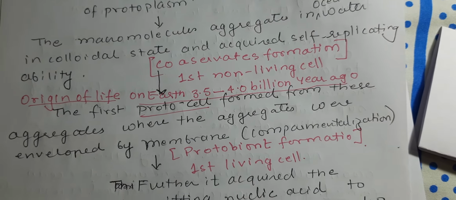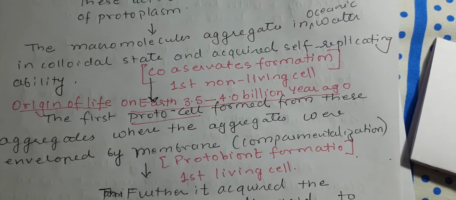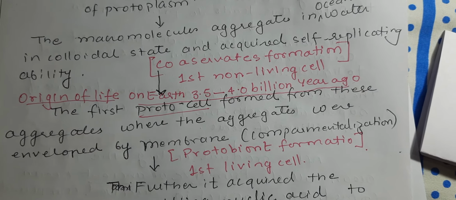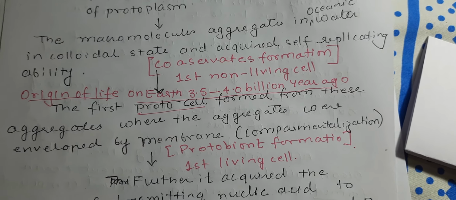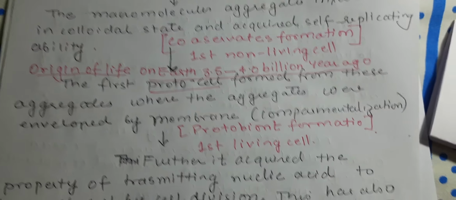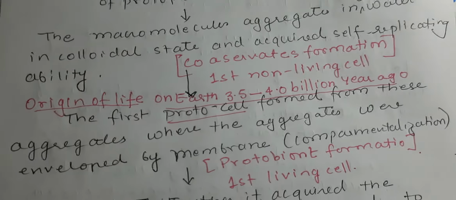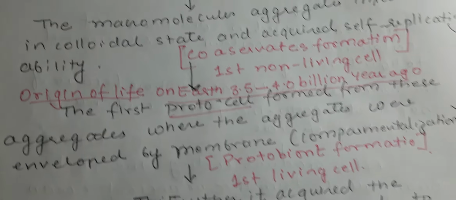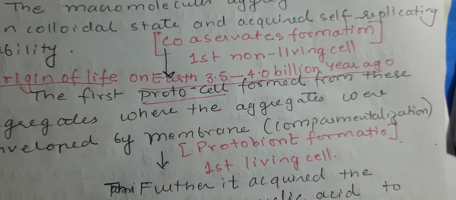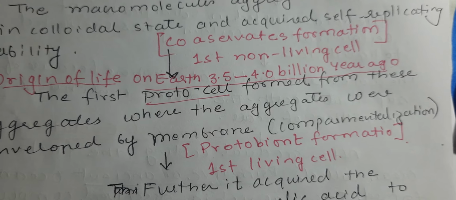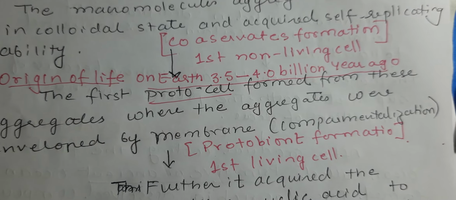So the first protocell formed from these aggregates, as the aggregate developed a membrane, that is compartmentalization. And here, once this compartmentalization occurs in these aggregates, then that first non-living cell converted into the first living cell, which is known as protobiont.